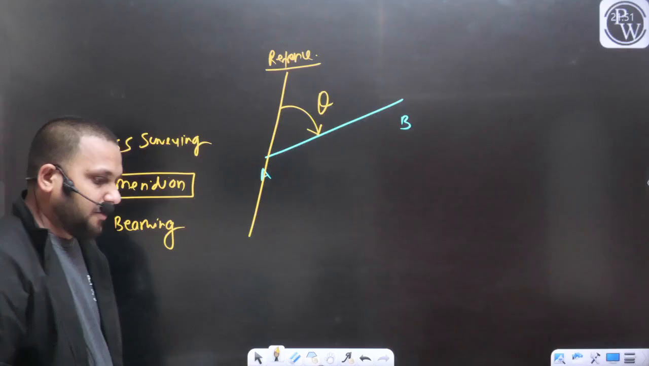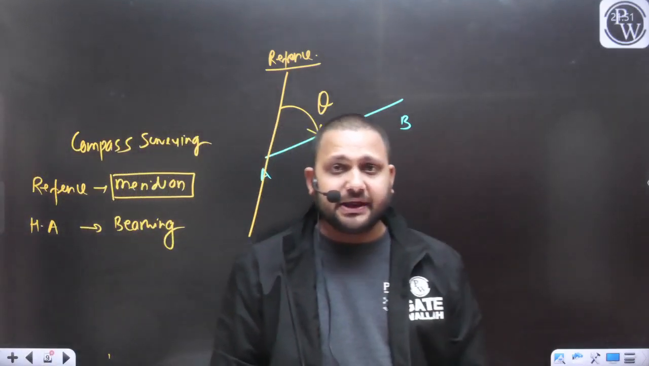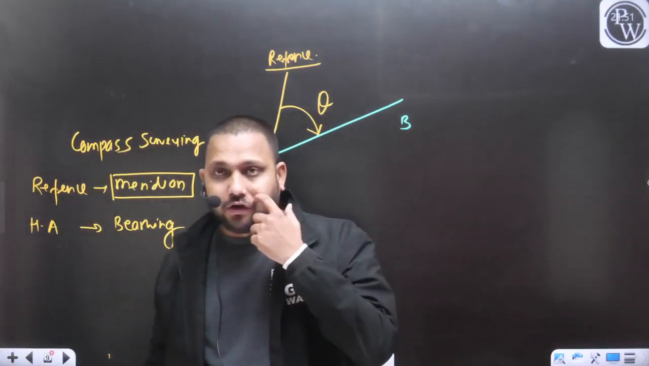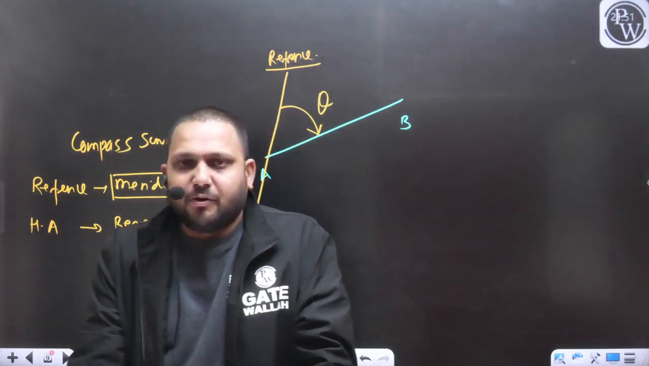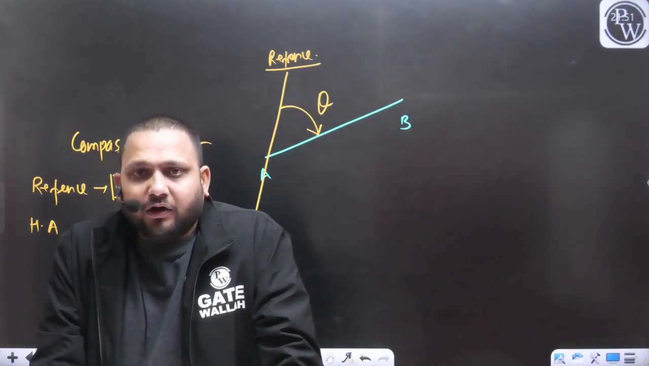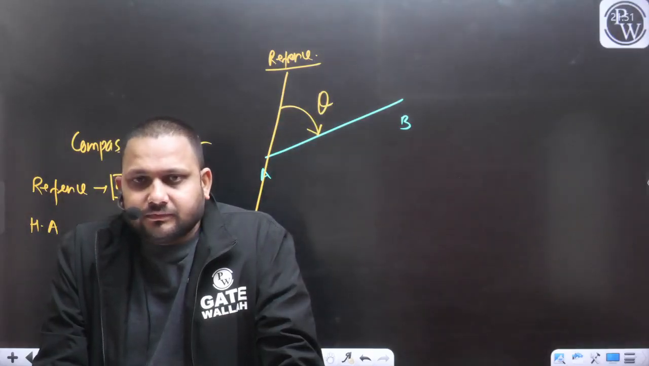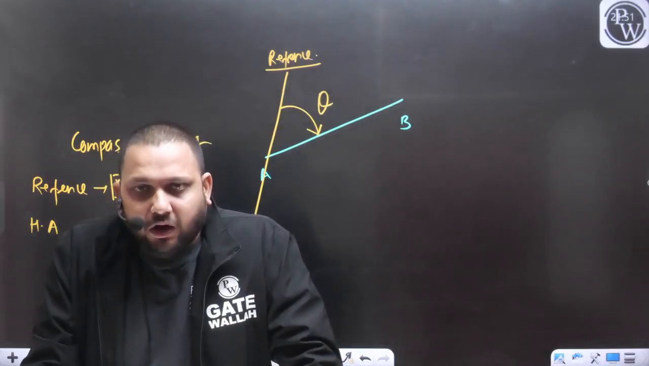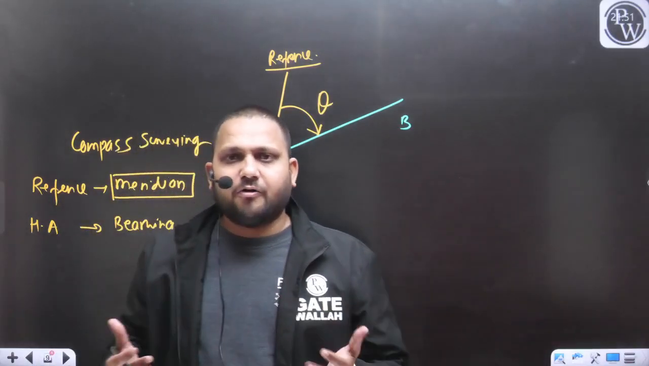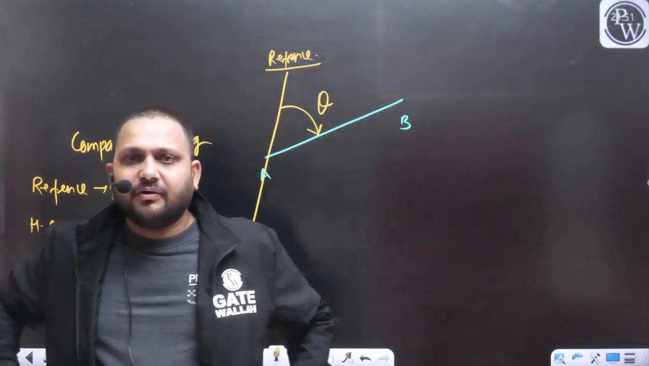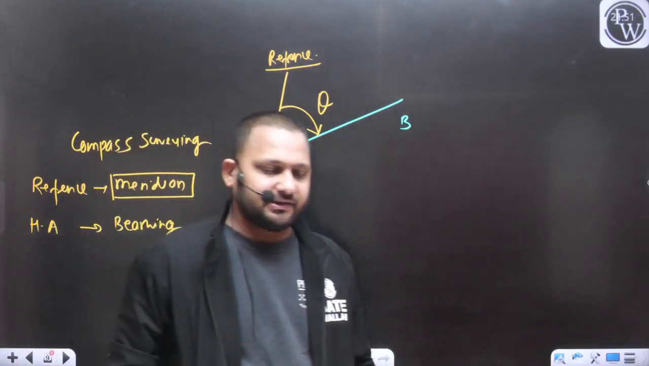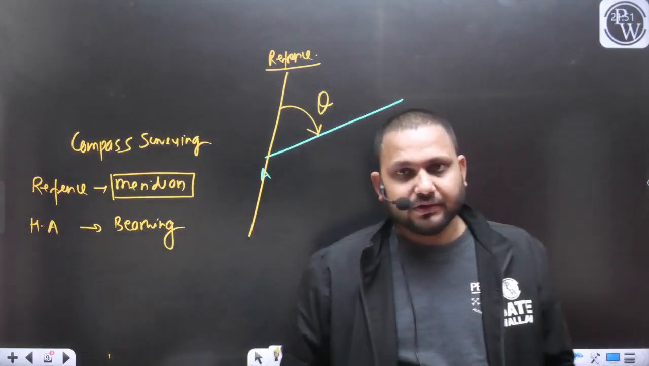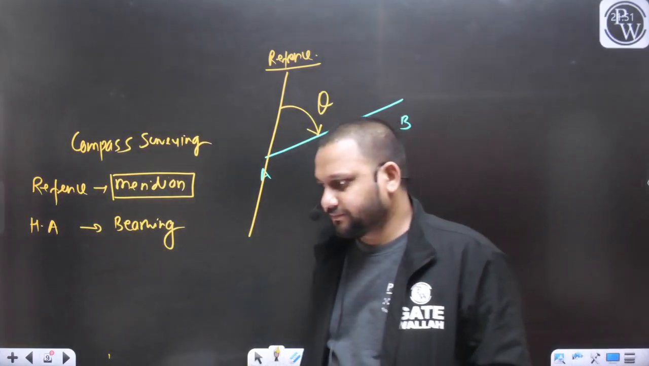So with the help of the compass, we are measuring the bearing. By default, the angle that we are measuring with the help of a compass is the horizontal angle. So bearing is the horizontal angle. So we are measuring the horizontal angle in the form of bearing in the case of compass surveying. Can I say like this?